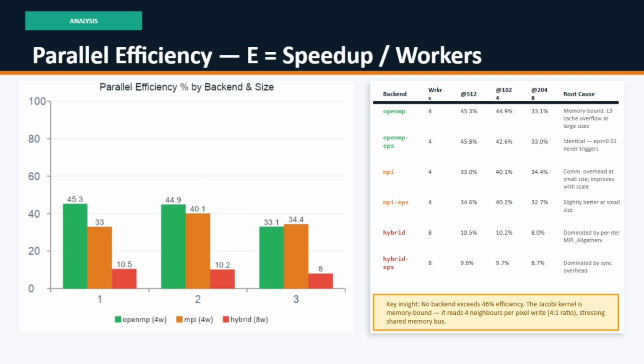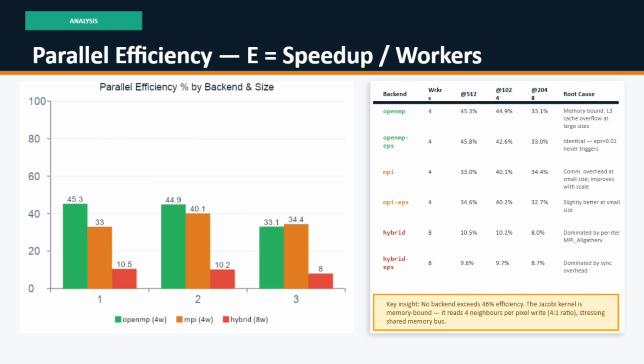Parallel efficiency is speedup divided by the number of workers. So it tells us how productively we are using our available compute. The best we achieved was around 46% for OpenMP, meaning less than half the theoretical capacity is actually doing useful work. This is a consequence of the Jacobi kernel being fundamentally memory bound. For every pixel it writes, it reads 4 neighbors, creating a 4:1 memory access ratio that saturates the shared memory bus.